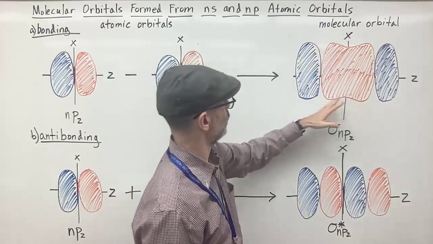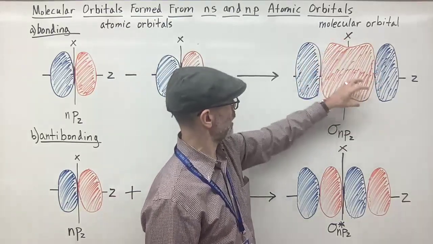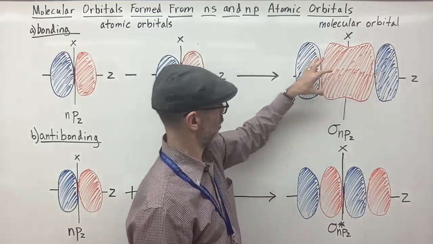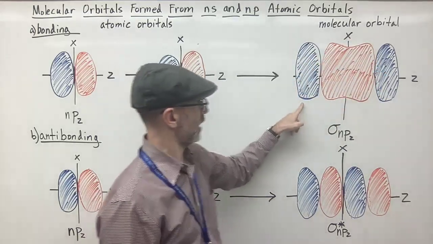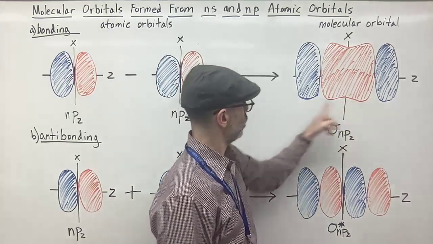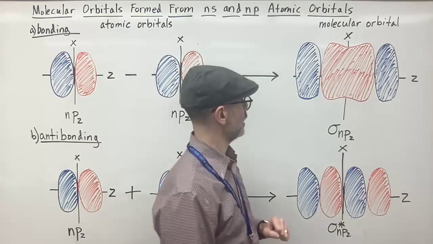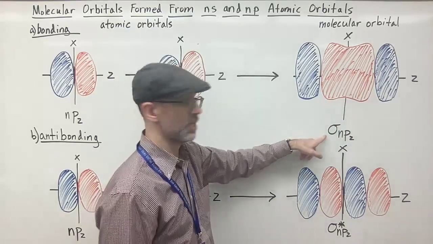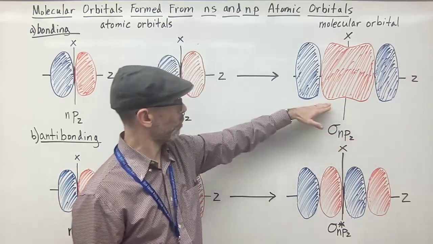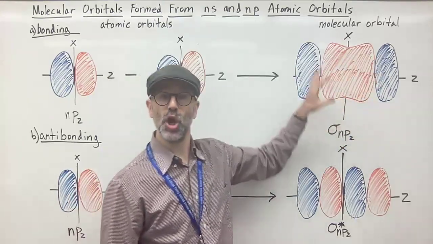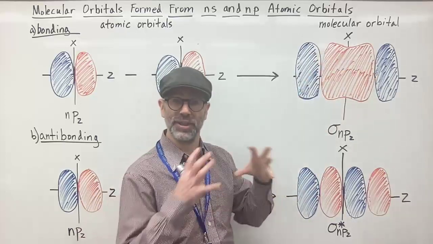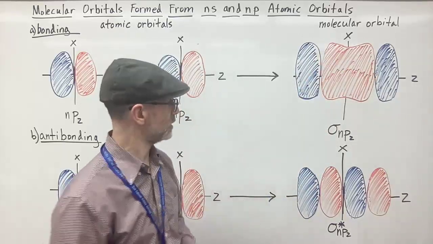You can see here that the overlap creates a higher electron probability density here in the middle along the axis. So that is sigma. And then you've got the negative on this side here. The negative lobes are on the outside here. And so this is a sigma n PZ bonding orbital. Because there's no node here, you have a high probability of finding the electron within that internuclear space.